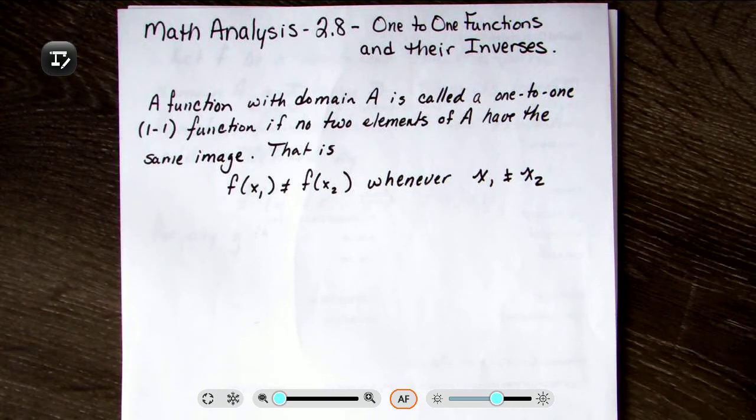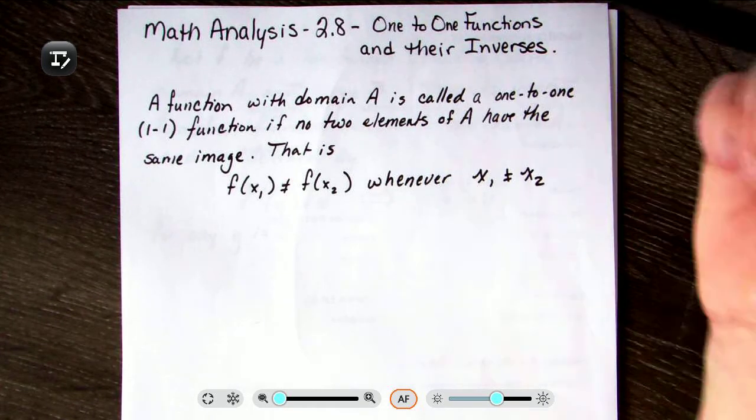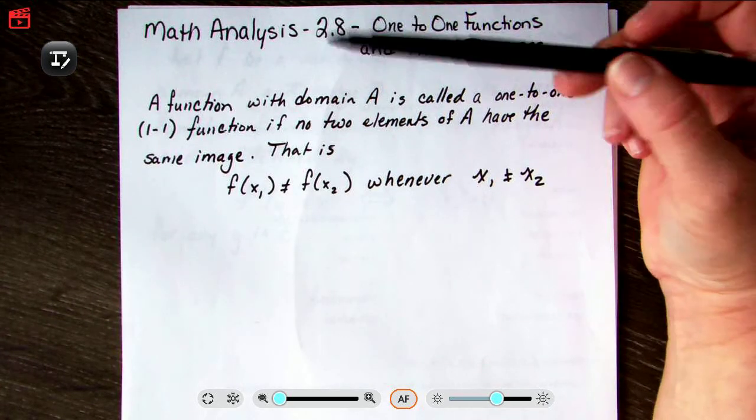Hello everyone. Today we're going to be talking about section 2.8 in our math analysis textbook, which is all about one-to-one functions and their inverses. So first of all, we're going to have to define what one-to-one means. And I've written the definition right out of our book.